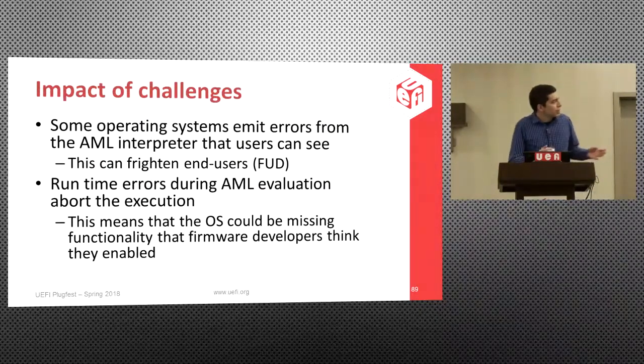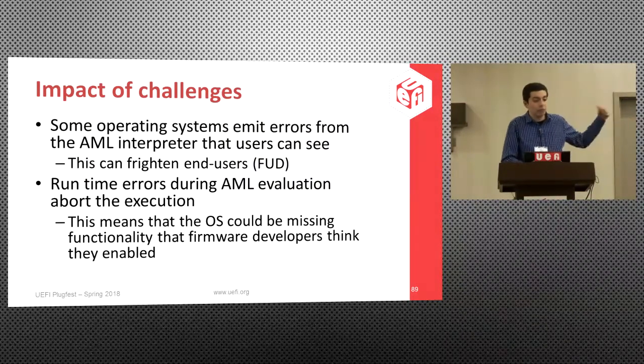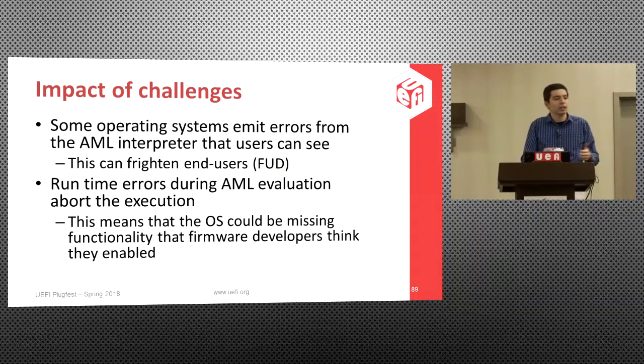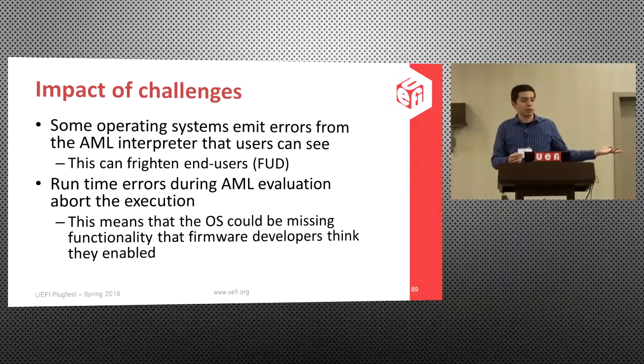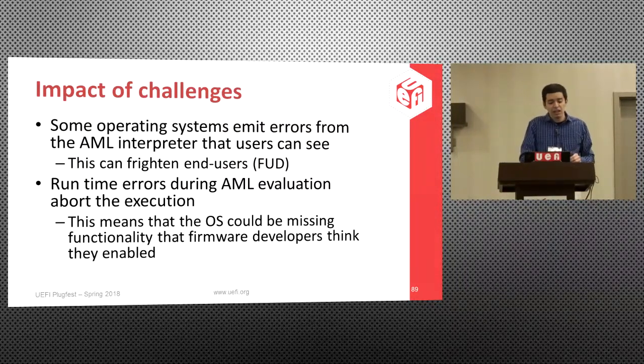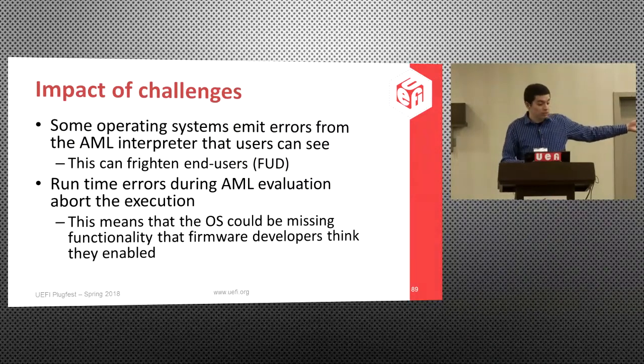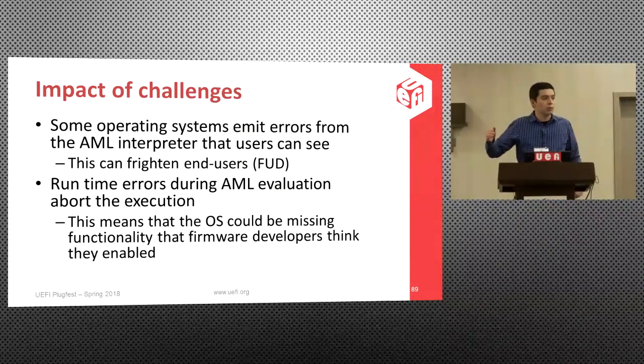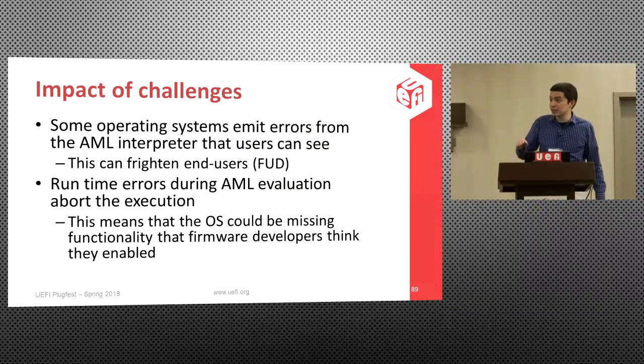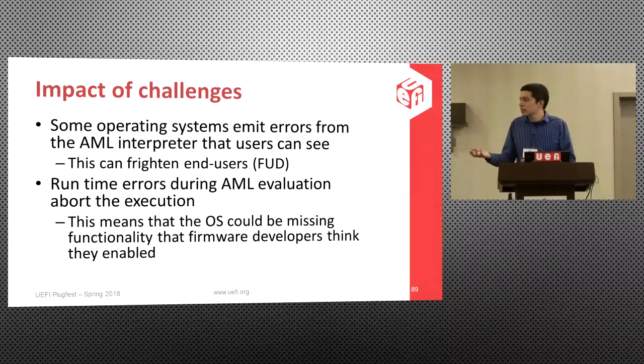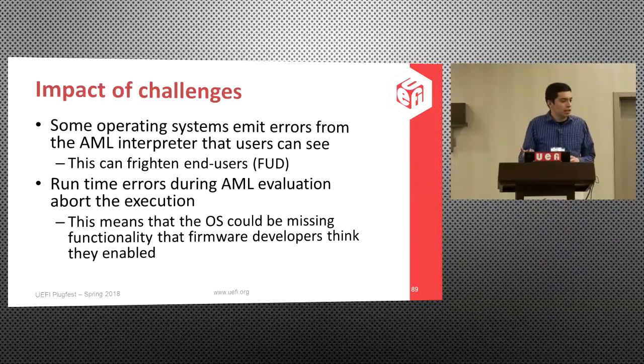So I've outlined some of the challenges, and here are the impacts. One, some AML interpreters end up telling end users a bunch of things that went wrong during boot. And this can frighten users. But more importantly, runtime errors during AML evaluation will abort the execution. So this means that if a firmware developer wrote certain ACPI tables and there is an error, that functionality they thought they implemented is actually not there.